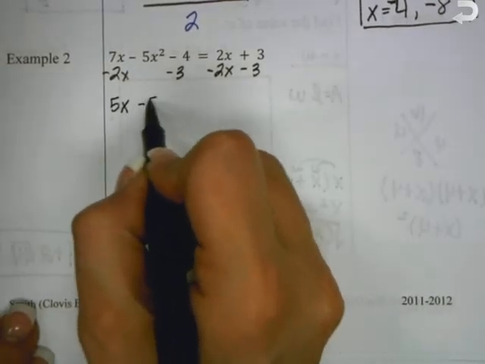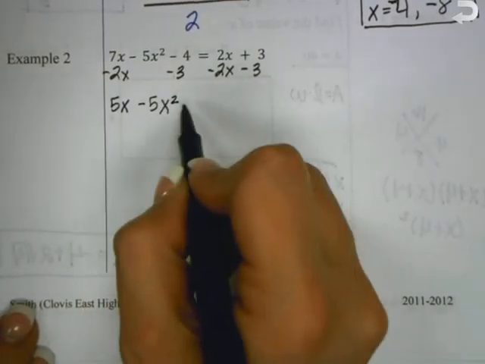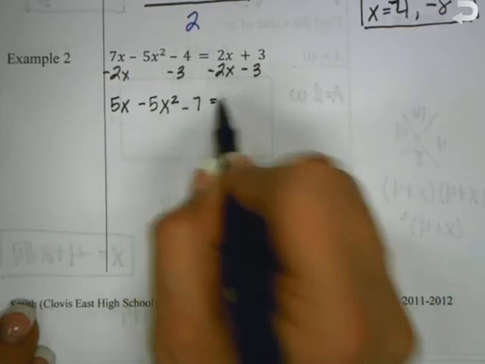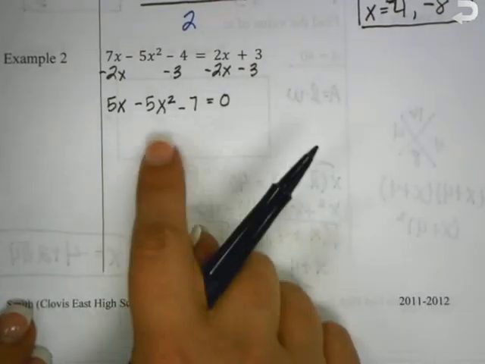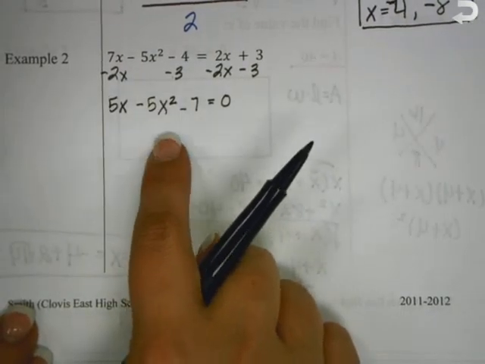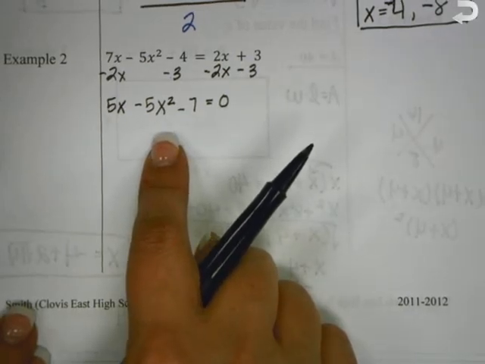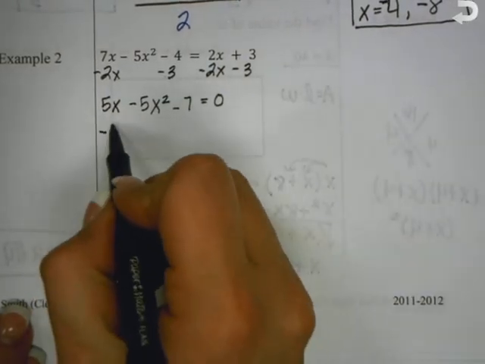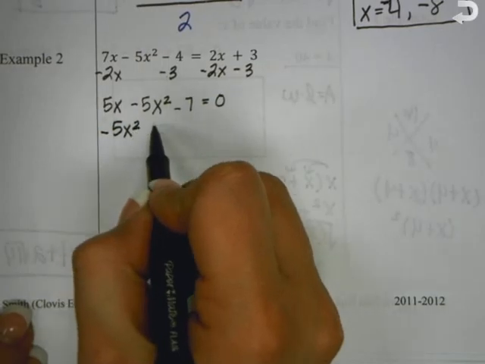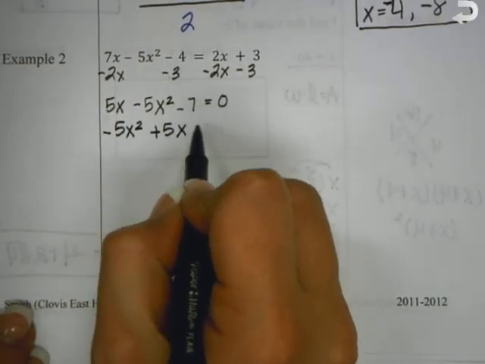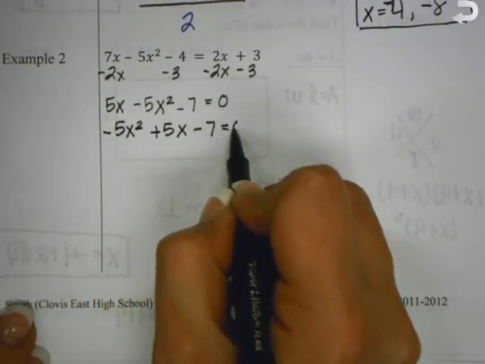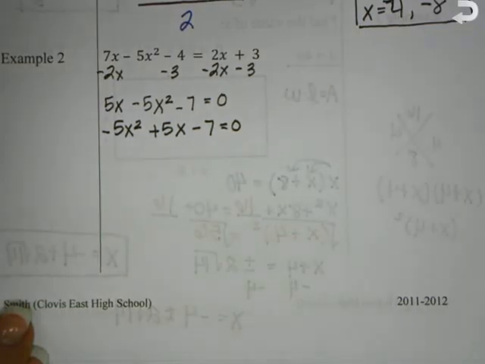And we want to put this in standard form, so we want everything in the correct order. So we should have negative 5x squared plus 5x minus 7 equals 0. So we always want to make sure that x squared is first, x is second, and the constant is last. Use the quadratic formula on this one.